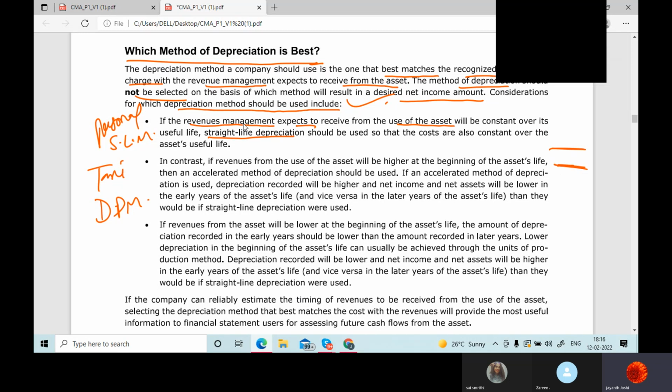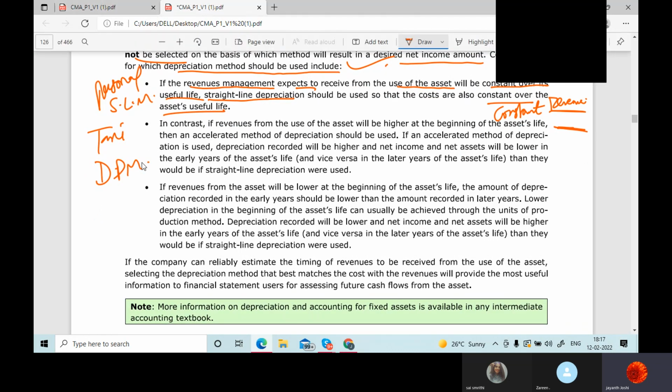So if the revenue management expects to receive from the use of the asset will be constant over its useful life, straight line method should be used so that the costs are also constant over the asset's life. When you have constant revenue, that means constantly you are earning revenue. I'm not saying constant revenue here means fixed revenue, that is also a possibility. If you have fixed revenue or if you are constantly earning revenue, straight line method is a good one to match as per the matching concept.